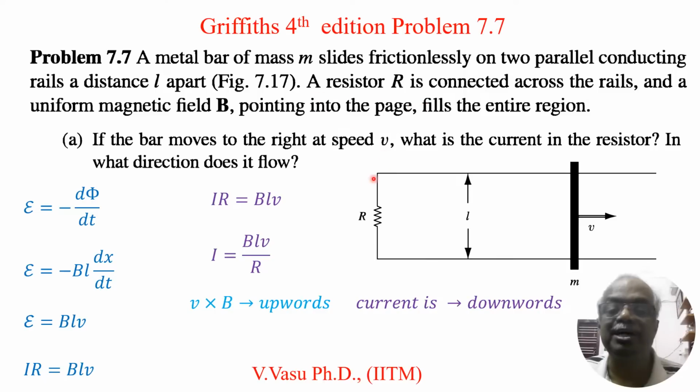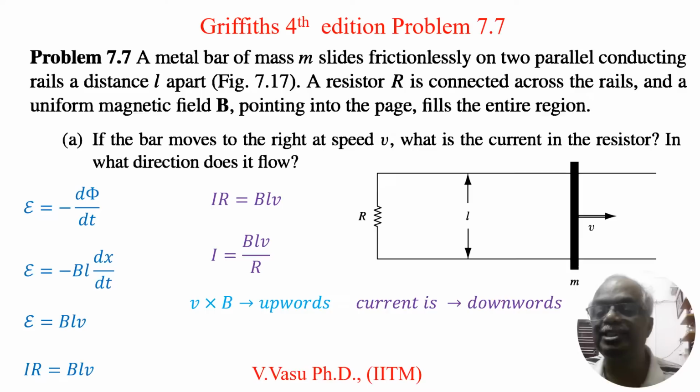A resistor R is connected across the rails, and the uniform magnetic field B pointing into the page fills the entire region. Now, as I said, there are four parts. Part A: if the bar moves to the right at speed v along the x direction, what is the current in the resistor? In what direction does it flow?